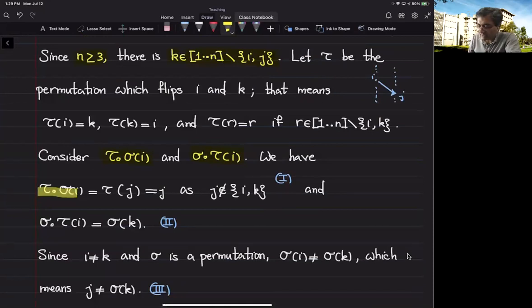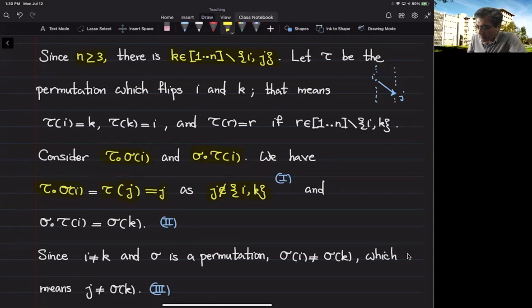Let's see what this guy is. This is tau of j. j is neither i nor k, and therefore tau is going to fix it, because tau is just switching i and k and does not touch the other points. In particular, j, which is neither i nor k, is going to be fixed by tau.